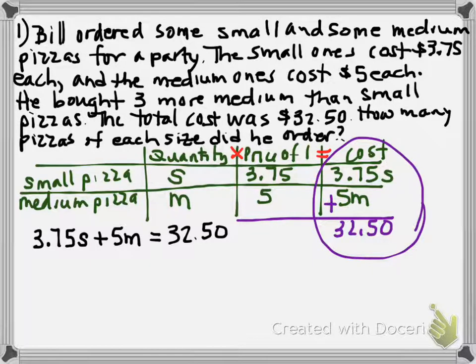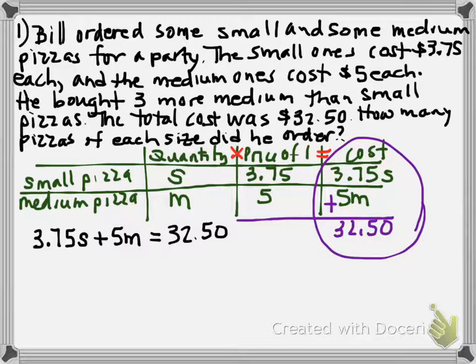So I need to go back through the problem and see if there's something else that I could translate into an equation. So the first sentence just gives me generic information that some pizzas, small and medium, were ordered. The small ones cost $3.75 each, and the medium ones cost $5 each. We took care of that in our chart. He bought 3 more medium than small pizzas. Okay, that I could do something with. So now I have to think, what does it exactly say? He bought 3 more medium than small pizzas.